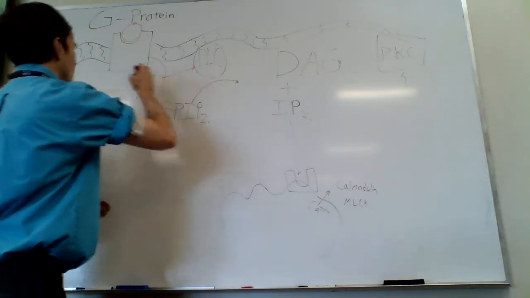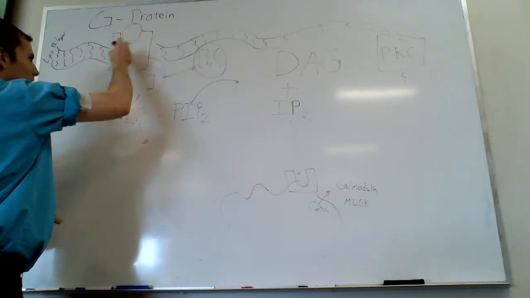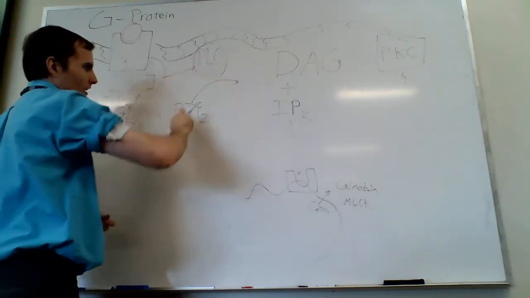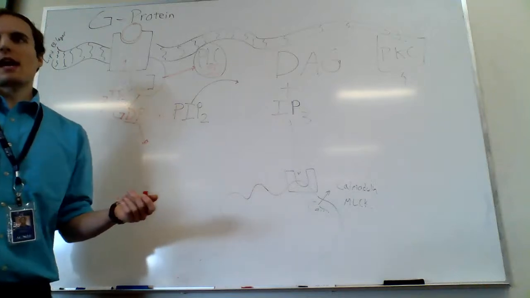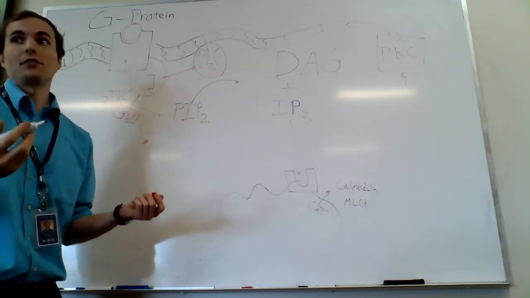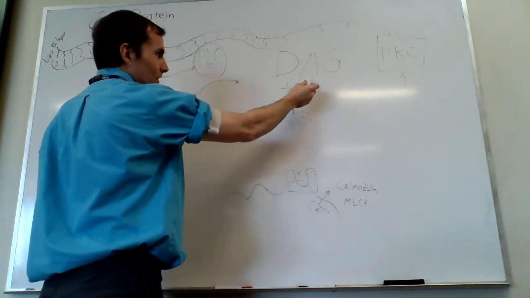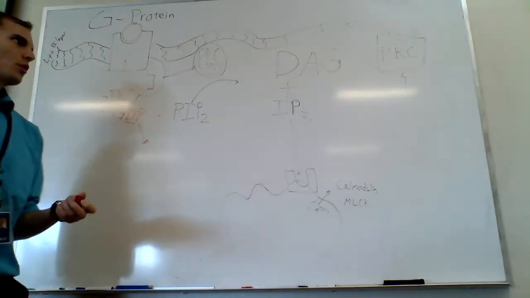So we'll go ahead and say this is kind of all step 1 over here. This is kind of the second little area over here. And then when this cuts PIP2, 2 molecules happen, because if you cut something in half, you're going to have 2 halves. Both of those halves are active, okay? You have DAG, diacylglyceride, I believe is what the G stands for. It might be glycerol.